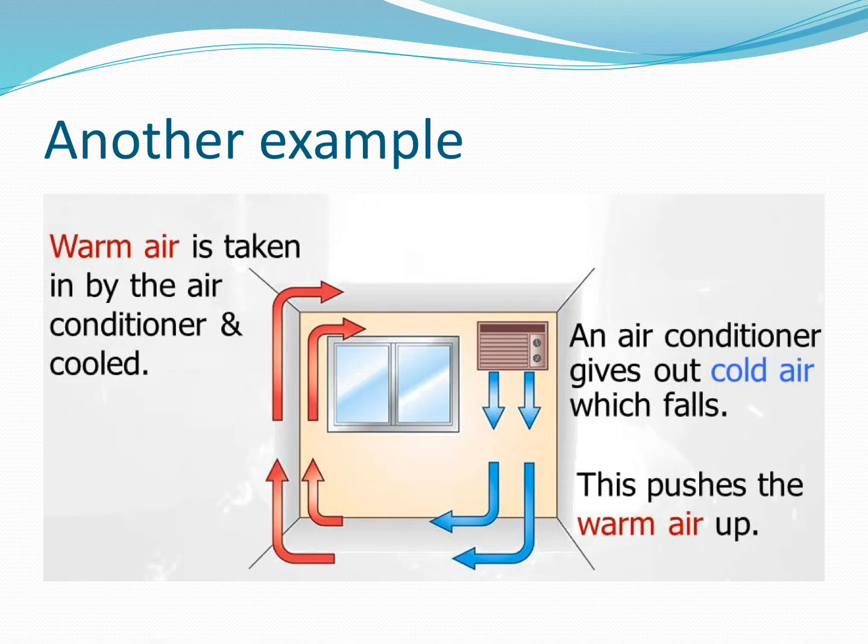And the pattern of this movement is called a convection current. Convection current. So whenever the hot air is rising in the room and the cool air is sinking and the cool air pushing the hot air up, and then it is taken by the air conditioner, getting their density increase and their temperature decrease, this process is called convection current.